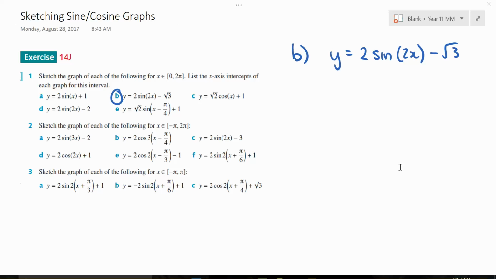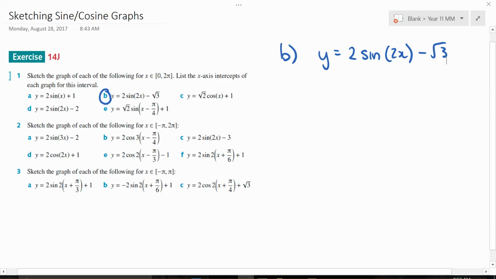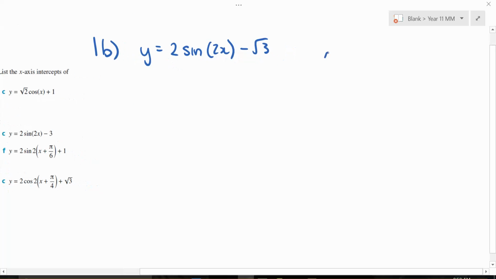Here we go, let's sketch. Exercise 14J, question 1B. Let's do this. X is an element, 0 to 2 pi.